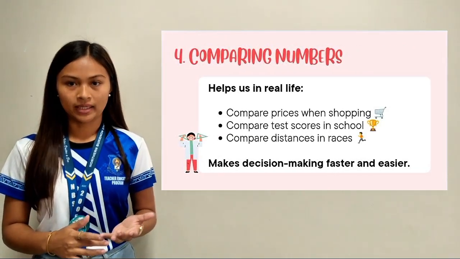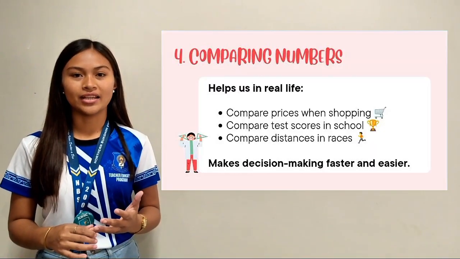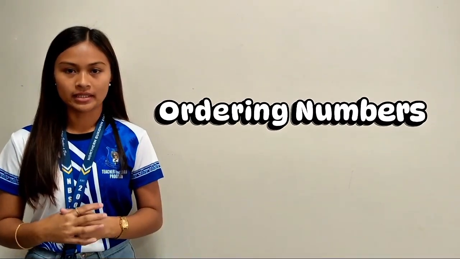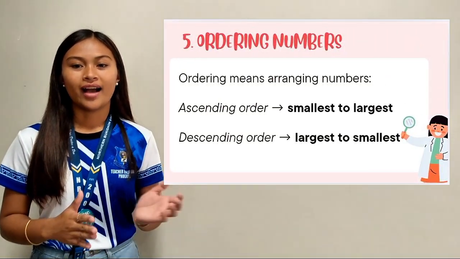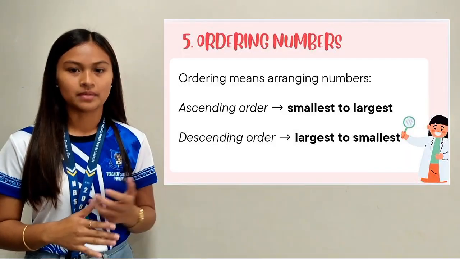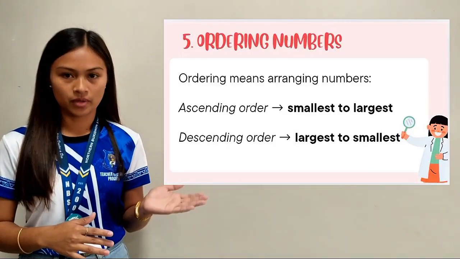Comparing numbers is very useful in real life. We compare prices when shopping, test scores in class, or even distance in a race. And the fifth one is ordering numbers. Lastly, we have ordering numbers. Ordering means arranging them either in ascending order from smallest to largest or descending order from largest to smallest.